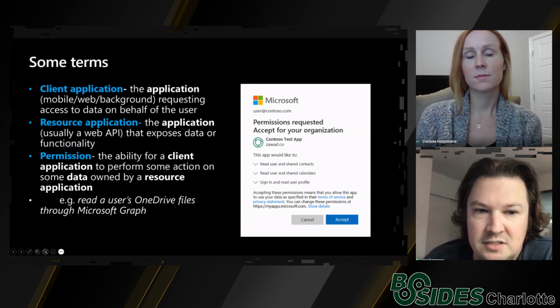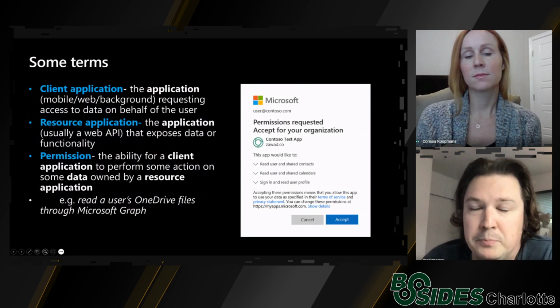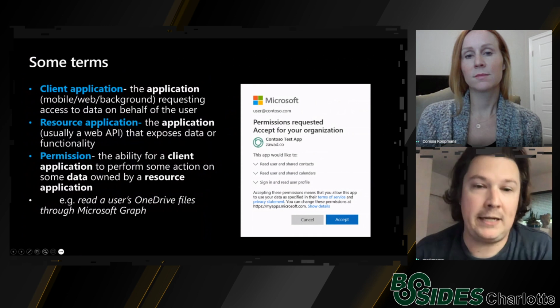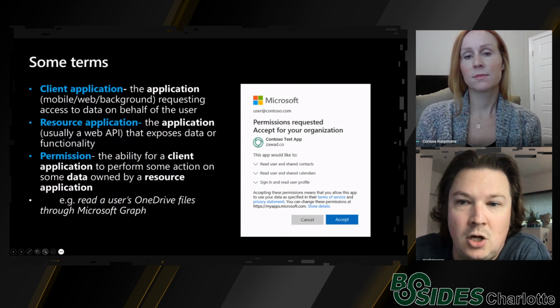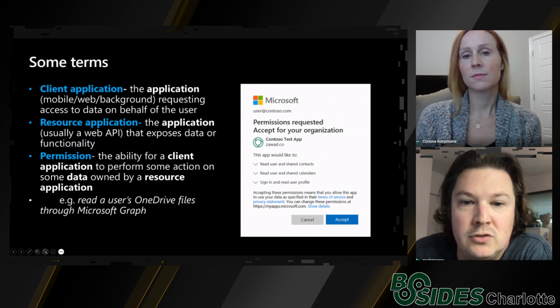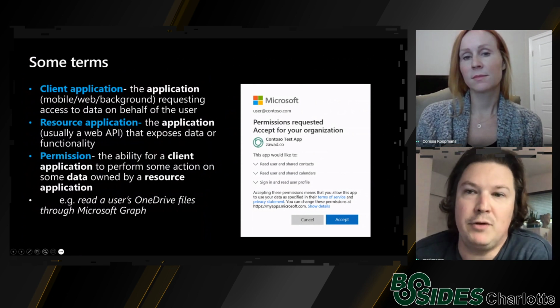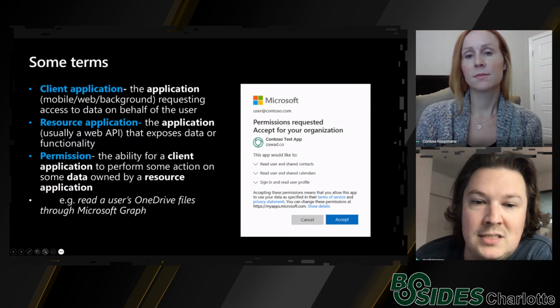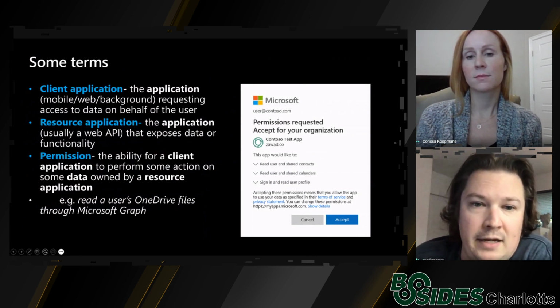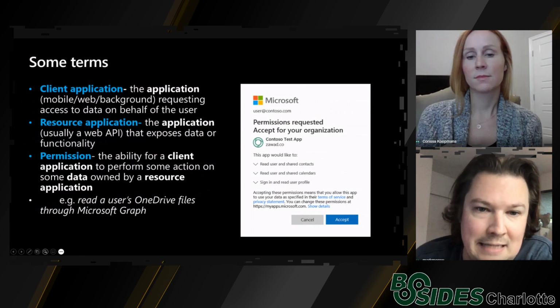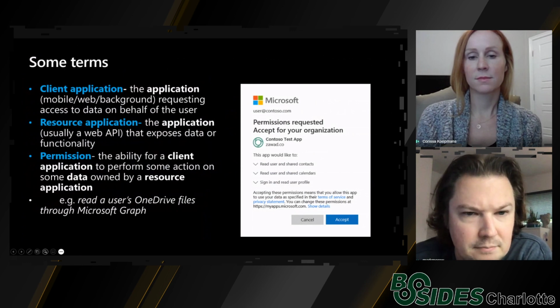And then we have those permissions. This is what that client application is going to be performing on that data that's owned by some sort of resource application. And this picture that you see right here is that application consent dialog box. So here we can see that this application is a Contoso test app. It's trying to read user and shared contacts, shared calendars, and sign in and read that user profile. And as an end user, you can click accept, I consent to this application, or as an admin, you can do some other things as well. But Chris is going to show you a demo of that here in a little bit. But this is that application consent dialog box if you haven't seen it. If you haven't seen it, that's okay. Chris is going to show you a demo of it here in a little bit.